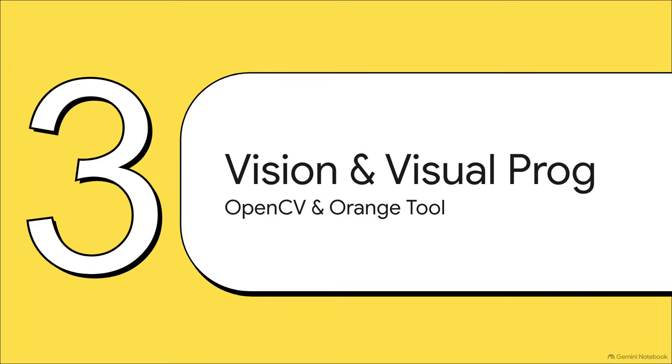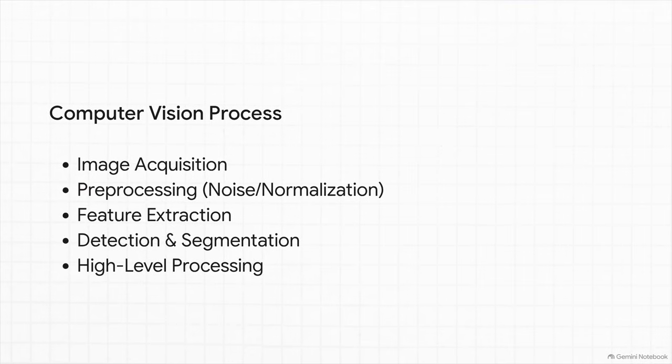Okay, Section 3, Vision and Visual Programming, covering OpenCV and the Orange data mining tool. Having mastered raw data, we now give our machines the ability to literally see. But remember, a computer doesn't see a picture of a cat. It sees a giant matrix of RGB pixel values ranging from 0 to 255.